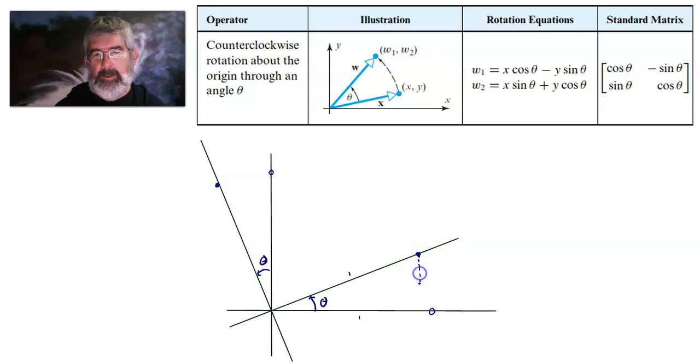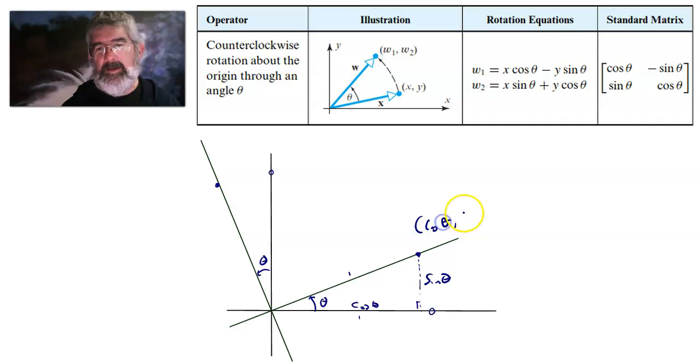So if I drop a perpendicular, then the x-coordinate of the point is the length of the side down here, and the y-coordinate is the length of the side up there. But I know trig. And I know that with a hypotenuse of 1, the adjacent side here is cosine theta, and the opposite side is the sine of that angle. So the coordinates of this point are cos theta, sine theta. And if you take a look at that first column, cos theta, sine theta is that coordinate.